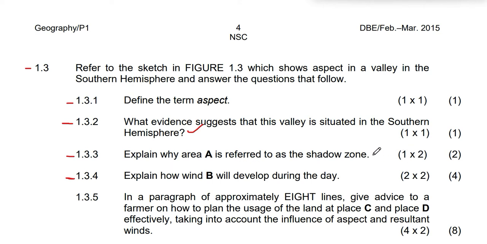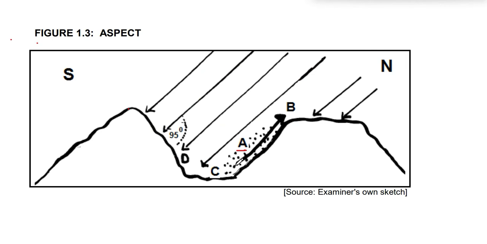Let's move to 1.3.4. You are supposed to give one day. Let's go to the picture marks. Explain how wind B will develop during the day. So where is wind B? This is wind B, shown by this arrow here.